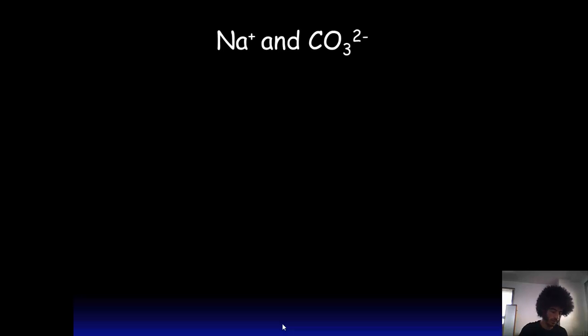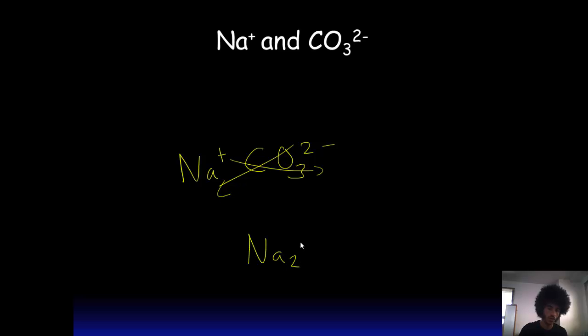Let's try some more complicated problems. Now we've got Na and CO3. Now sodium plus and the carbonate ion is there. Doing crisscross looks like that. Now you can see, if I want to work out the number of sodiums, I look up here, it should be 2. So it's Na2. For the number of CO3, it depends on what came down from sodium, which is just 1. So I'm just going to leave it as it is, and that works.